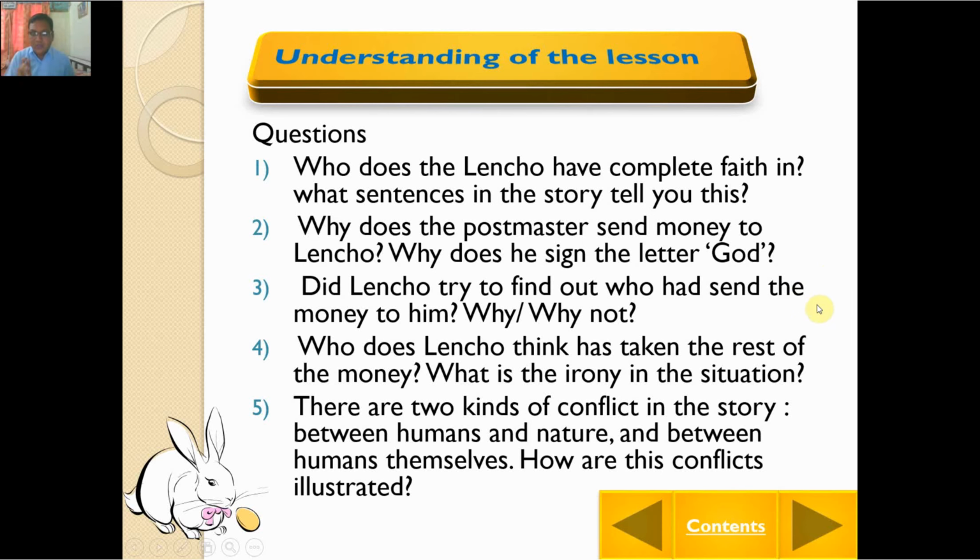Question number three. Did Lencho try to find out who had sent the money to him? Why and why not? This is an extrapolative, open-ended question. Who does Lencho think has taken the rest of the money? What is the irony in the situation? And the last question: there are two kinds of conflict in the story, between humans and nature and between humans themselves. How are these conflicts illustrated in the story?